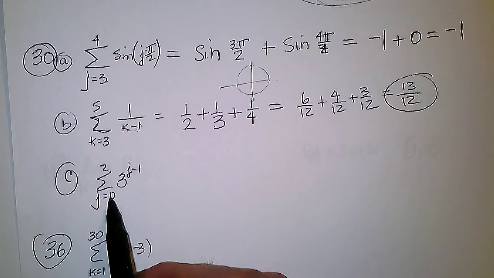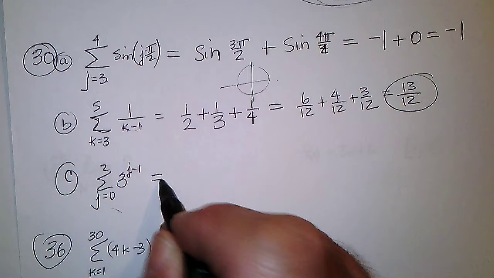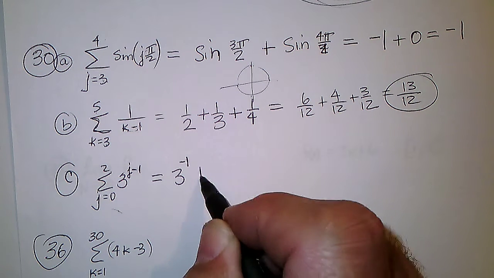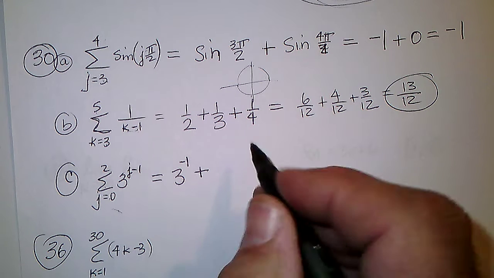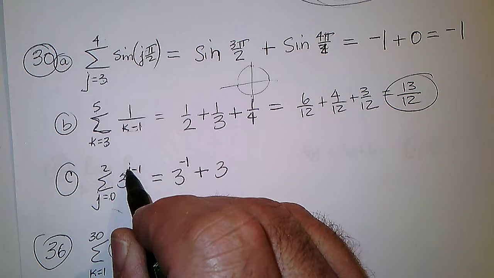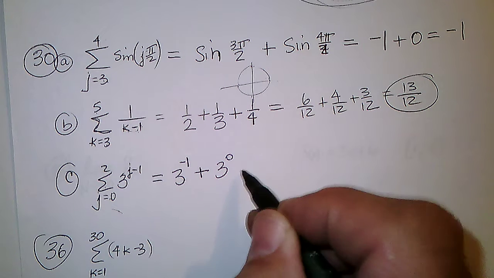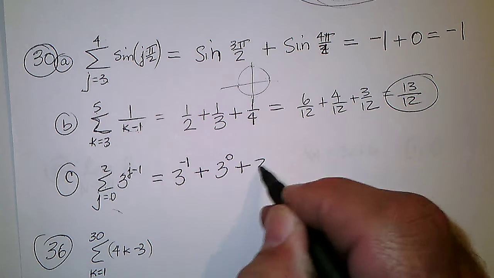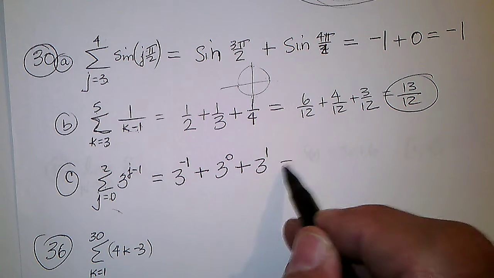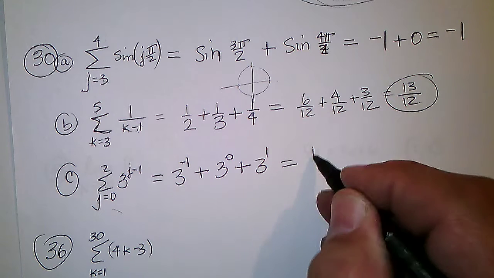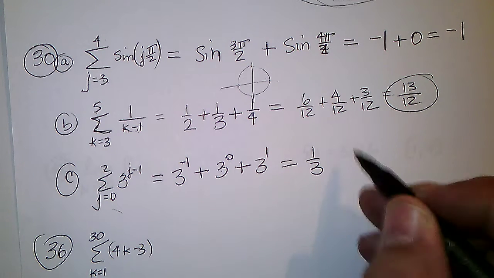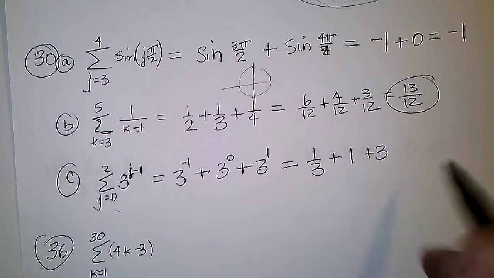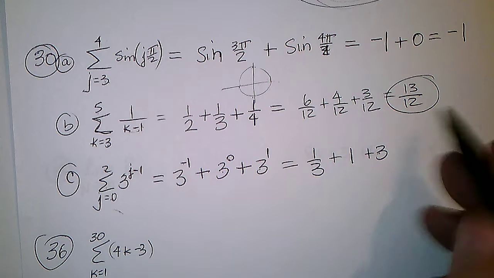And this one, I put in 0. So I'm going to have 3 to the 0 minus 1 is minus 1. Plus, then I got to put in 1, so I'm going to have 3 to the 1 minus 1 is 0. Plus, then I got to put in 2. 2 minus 1 is 1. 3 to the minus 1 is 1/3. 3 to the 0 is 1. 3 to the 1 is 3. So I get 4 and 1/3.